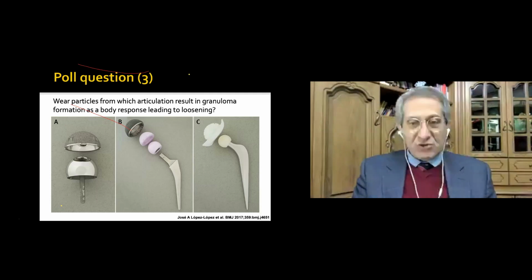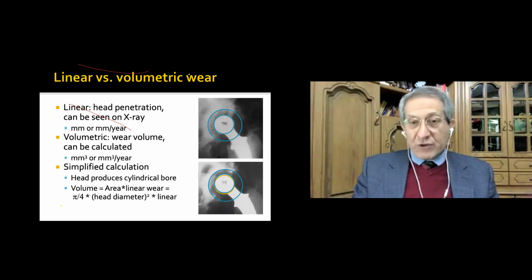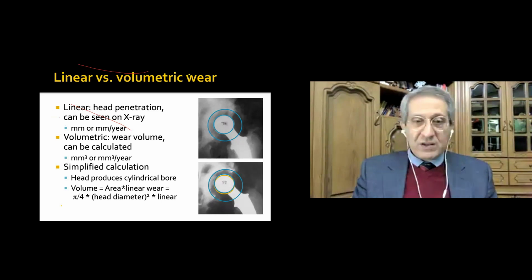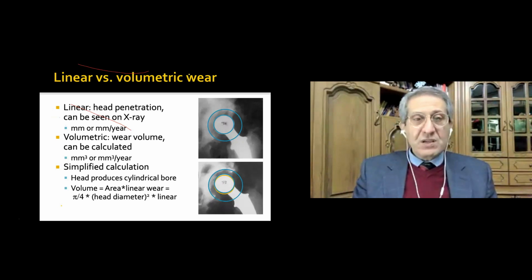Linear wear can be measured on X-ray or other special techniques by head penetration in millimeters or millimeters per year. Volumetric wear is measured or calculated in millimeters cubed or millimeters cubed per year using a simplified equation, assuming that the head produces a cylindrical bore.